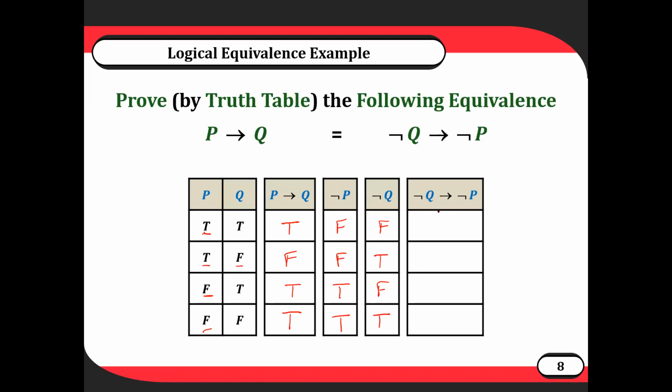And then we can see that not Q implies not P. So if not Q is false, then this must be true. And this is the only condition where this is false, and the rest are true. So we've established once again that P implies Q is logically equivalent to not Q implies not P. So an implication is logically equivalent to its contrapositive.